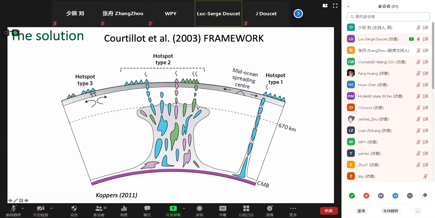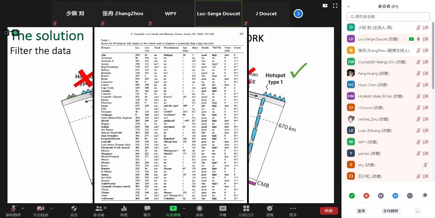So when you want to understand what's going on in the deep mantle, the deep connection between the core-mantle boundary and what's going on at the surface, you need to focus on different types of rocks. Basically, what you want to look at is the type 1 hotspot and the type 2 hotspot. So in 2003, Coutinho defined a list of different criteria and tried to give us insight into which plumes come from deep and which do not.